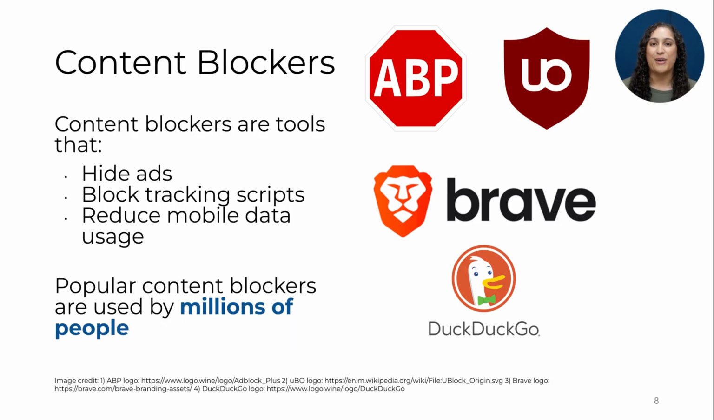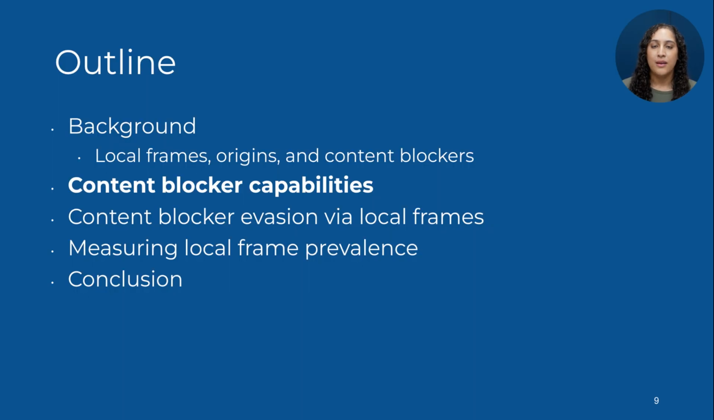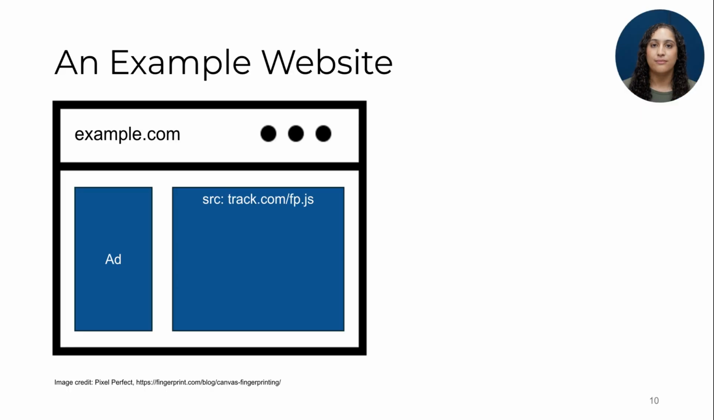Now let's actually talk about content blockers. Content blockers are tools that can hide ads as well as any unwanted content. They can block tracking scripts, reduce mobile data usage, and they're extremely popular. I've listed a few of the top content blockers here. So we've analyzed the capabilities of content blockers and grouped them into 4 different categories, which I'll now dive into in more detail. To illustrate these capabilities, I'm going to walk you through an example website.